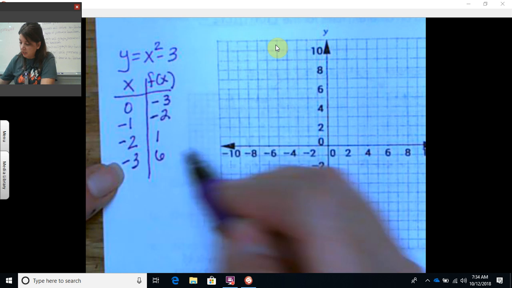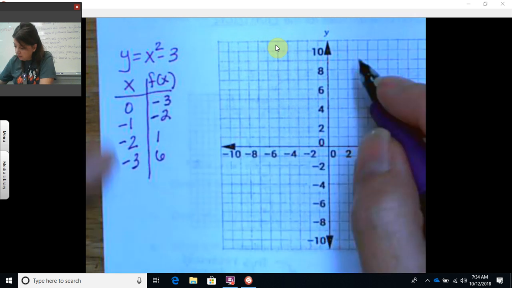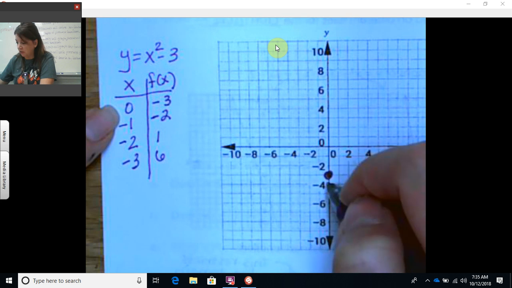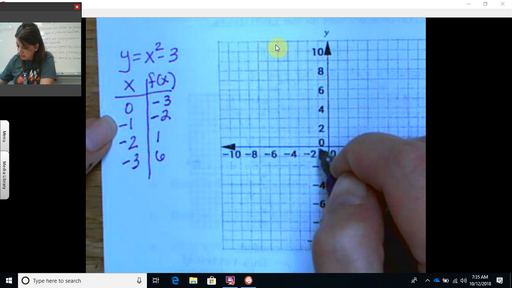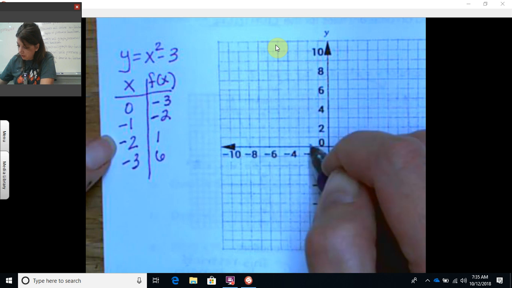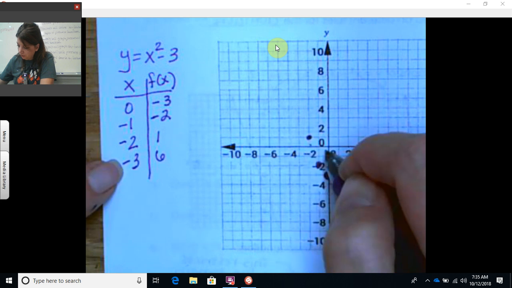So we know our starting point is at 0. When x is 0, y is -3. And because it includes that point, we'll put a closed circle. And all of the other points are included, so you don't have to worry about if they're open or closed. They're all just points on the graph. Closed points. So when x is -1, y is -2. When x is -2, y is +1. When x is -3, y is +6.